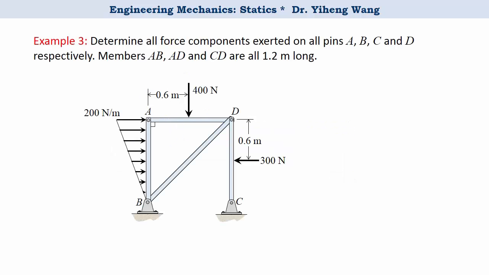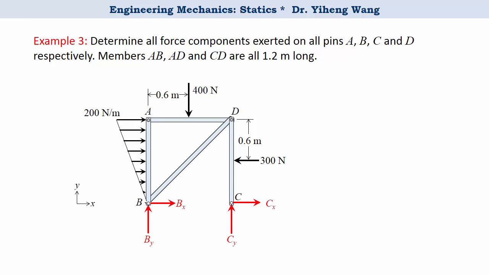Let's look at this example. For this frame structure made up of slender members connected and supported by pins, we need to determine all force components exerted on all four pins at A, B, C, and D. Notice that this is not a simple truss structure that we learned before, and I want you to think for a moment why this is not.